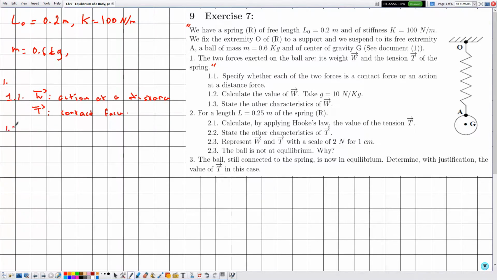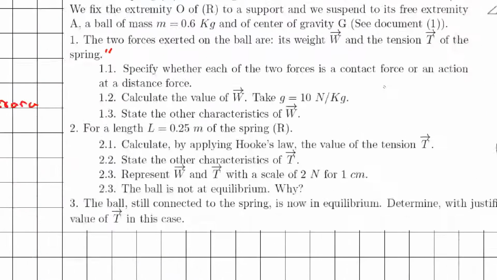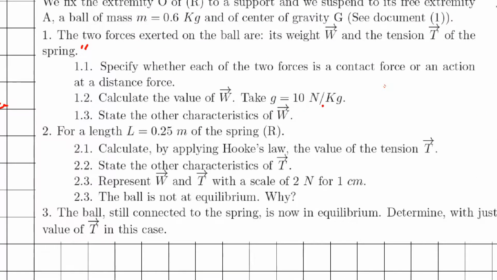Now in 1.2 they are telling us calculate the value of W, take g is equal to 10 newtons per kilogram. This reflects the fact that this experiment is being performed on the surface of the earth. Then what does 10 newtons per kilogram mean? That each kilogram is being acted by 10 newtons.